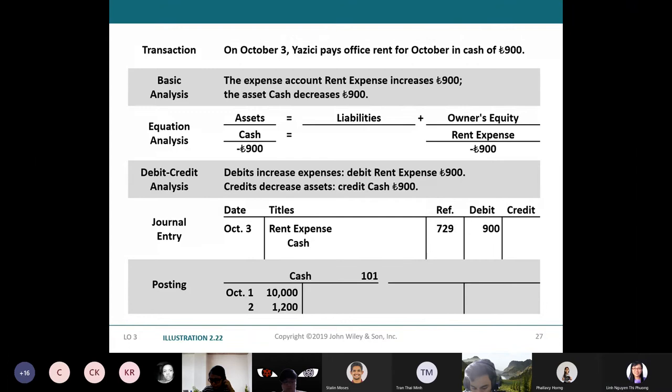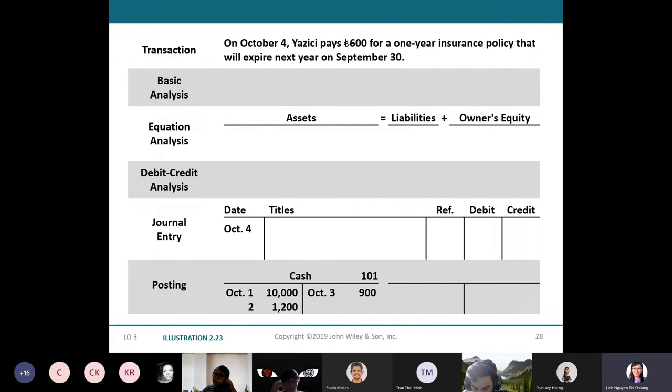Next one. October 4. Napat, are you there? Isaiah, are you there? Yes, ma'am. Can you read for us, please? On October 4, use easy pay 600 for one year insurance policy that will expire next year on September 30.